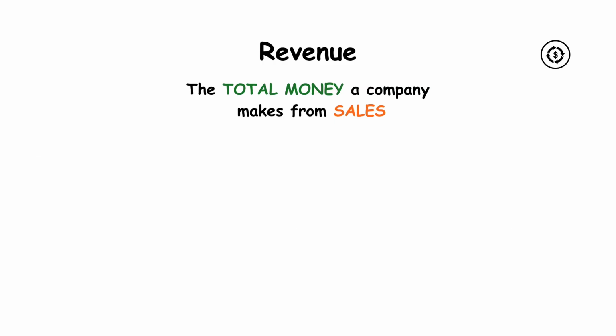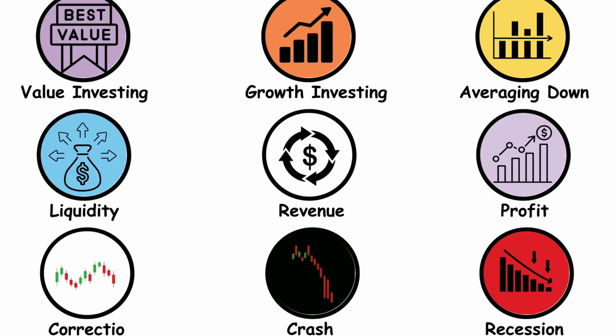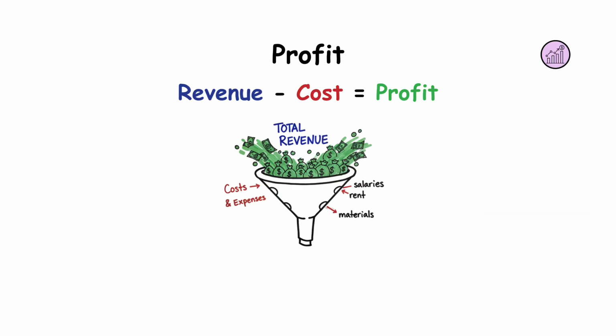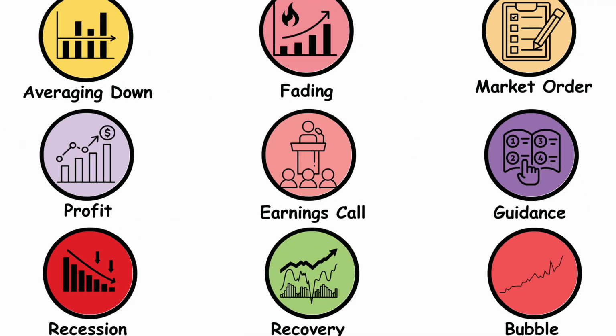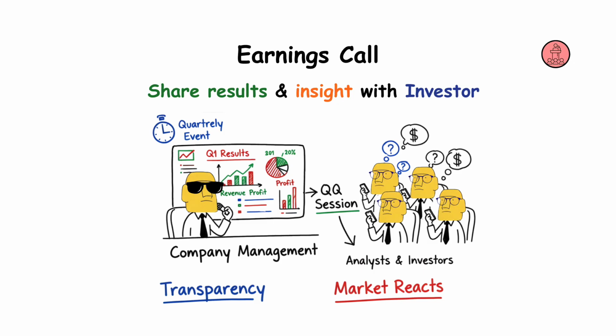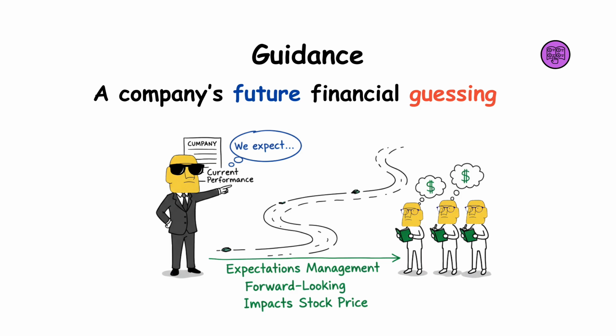Revenue. Revenue is the total money a company makes from sales. Profit. Profit is revenue left after costs are removed. Earnings call. An earnings call is when companies share results with investors. Guidance. Guidance is a company's forecast for future performance.